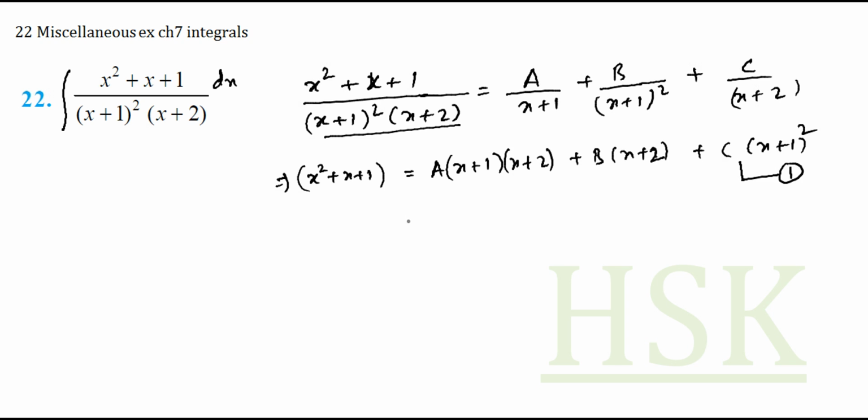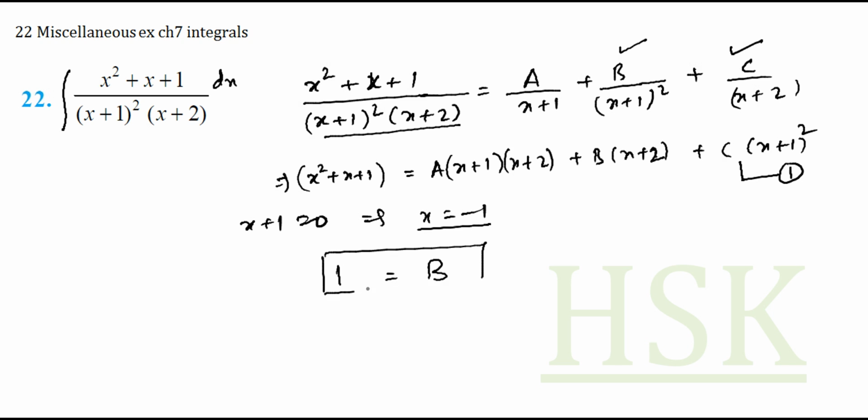We can calculate the values of c and b easily. For that I'm going to place x plus 1 equal to 0. This gives me x equal to minus 1. On placing x equal to minus 1 in this equation, I'm going to get 1 on the left. The a term will be equal to 0. The b term will be b into 1, that is b. The c term will be minus 1 plus 1, that is 0. So straight away I get b equal to 1.